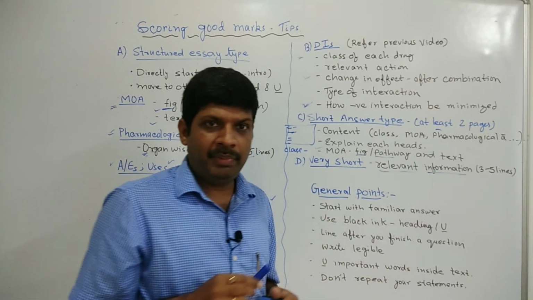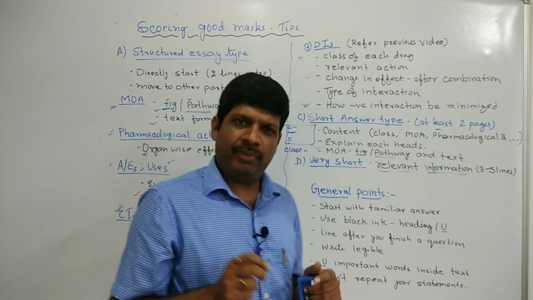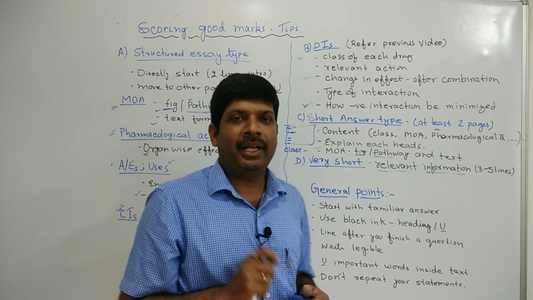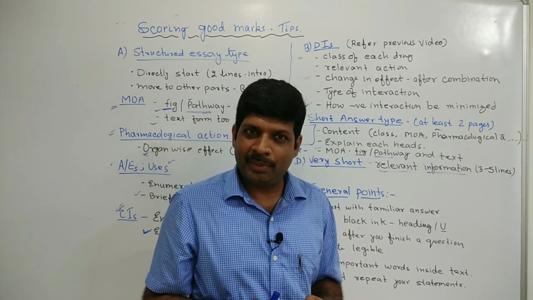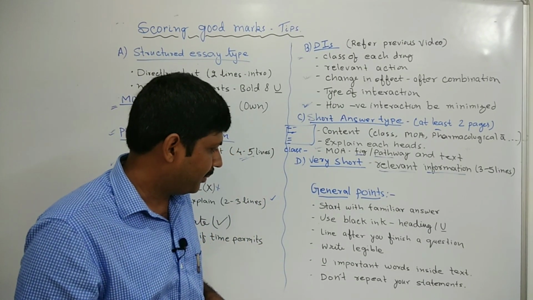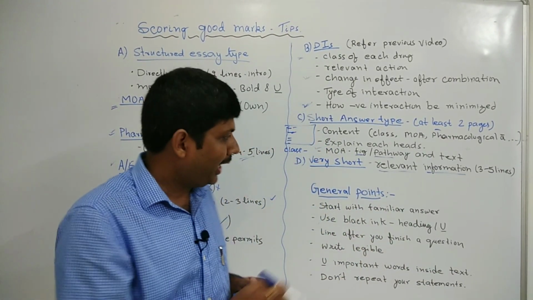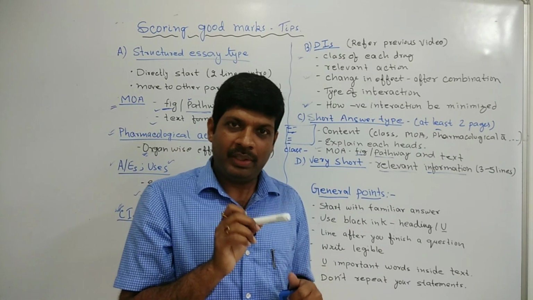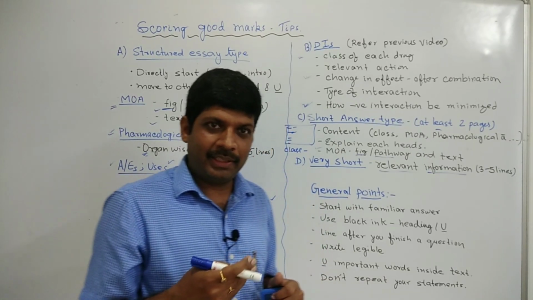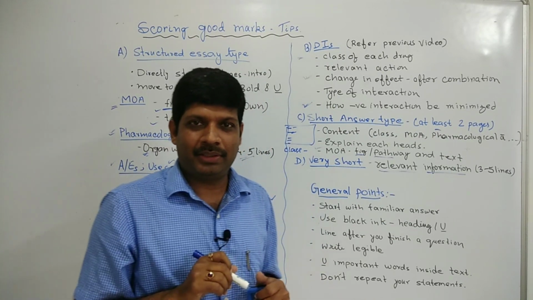Then write legibly, that's very important. Some students have very bad handwriting. Try to write in line and write legibly. If it is not legible, the marking will be average only. Then, underline important words inside the text. As I have said, the heading should be bold and underlined, but inside, when you write the text, you should underline the important words.